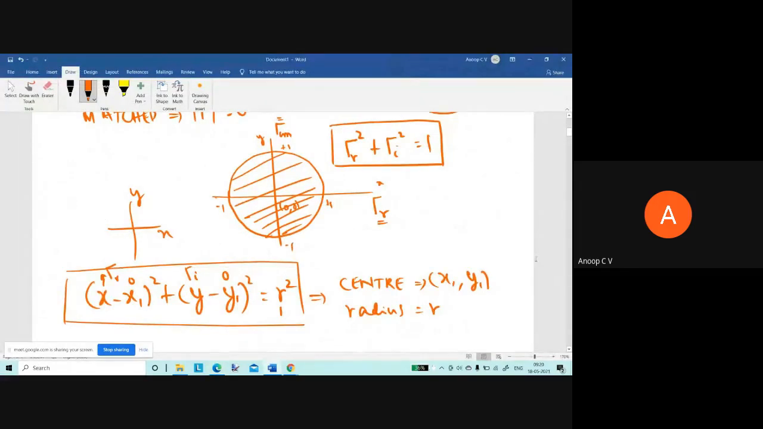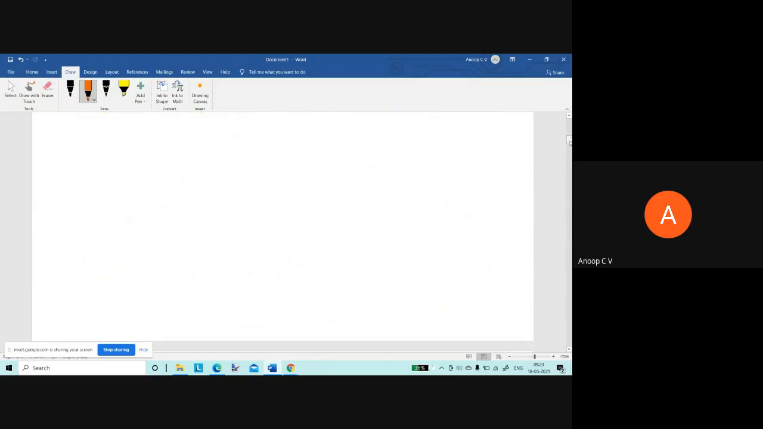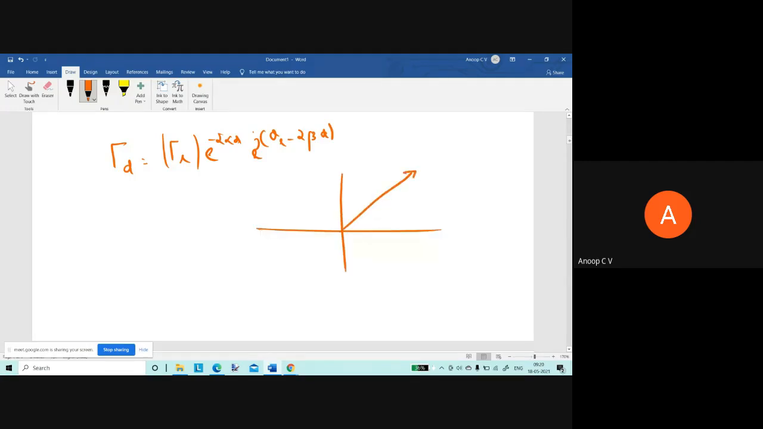Once again, you have gamma d is equal to mode of gamma L into e power minus 2 alpha d, e power j theta L minus 2 beta d. When you consider this, we have seen that for d equal to 0, this will be the phasor, theta L, and as d increases, what happens?